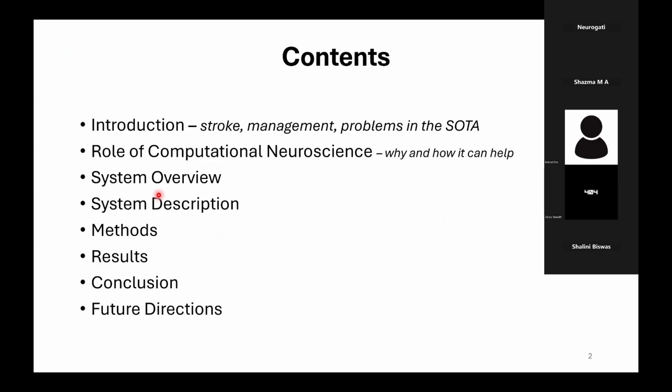And this is the basic layout of today's session. First, I'll start with a small brief introduction about what stroke is, how it is usually managed and treated, and the current problems in the state of the art. And we will from there move on to how computational neuroscience can help in solving these problems. And then I will give a system overview and a description of the computational neuroscience system that is going to be used to solve the stated problem. And then we move to the methods, results, conclusion, and the future directions of such a system.